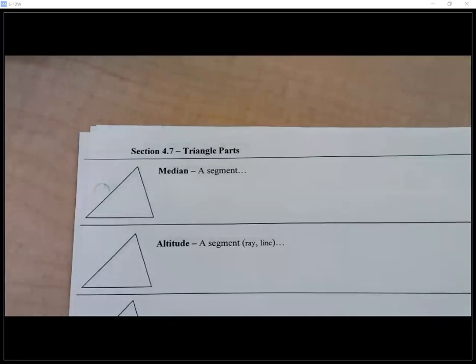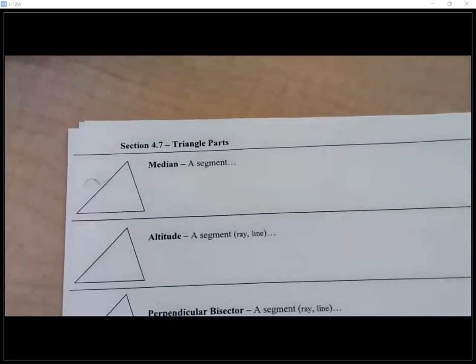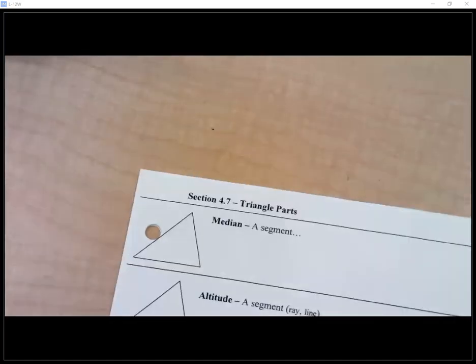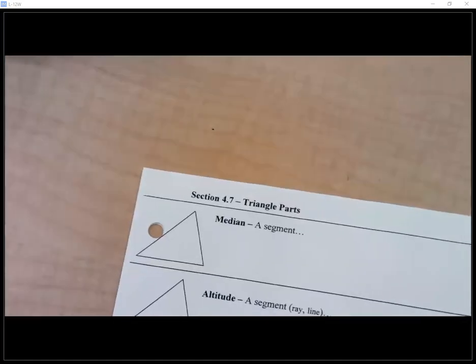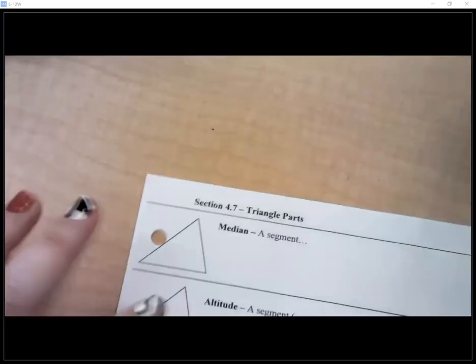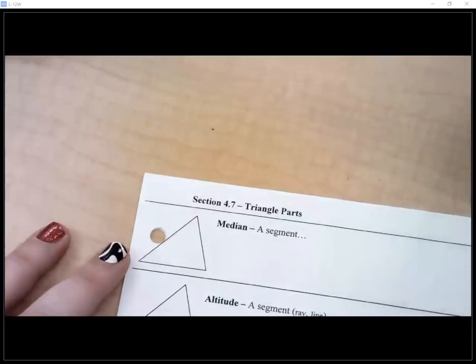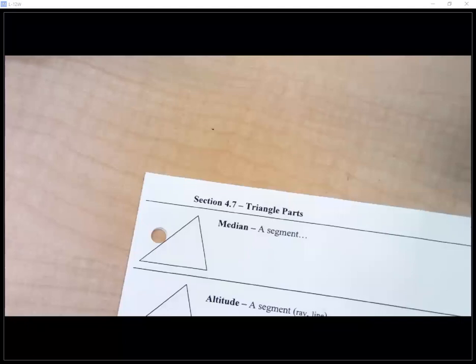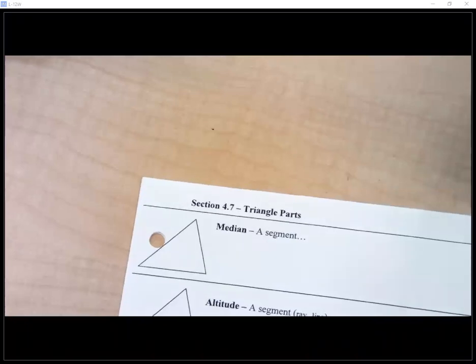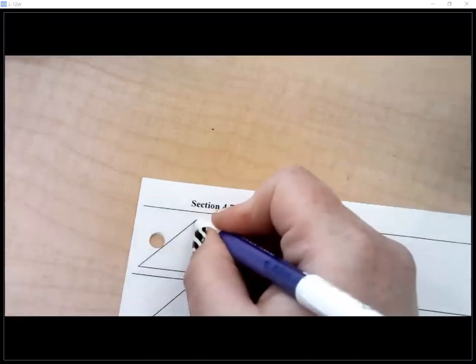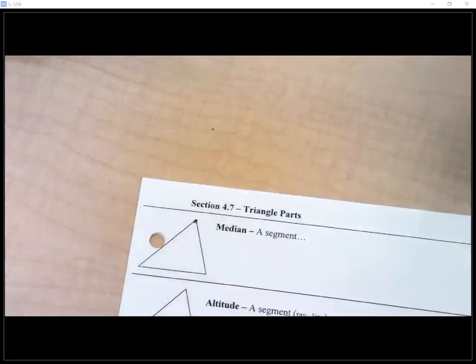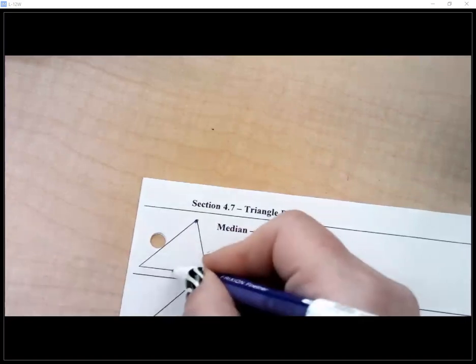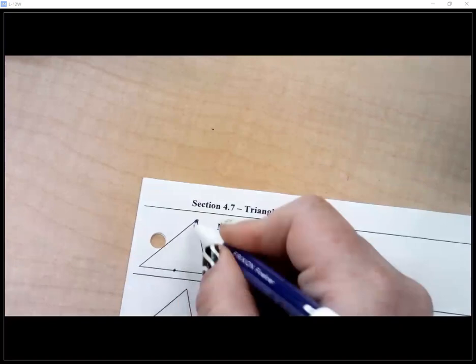All right, so the first one, let's draw it first and then we will define this. So let me get a whole bunch of different colors so I'm ready. So to draw a median, you are going to start at any vertex you like, it doesn't matter. I'll just start at the top one. And you're going to draw a line segment that goes to the midpoint of the opposite side. So I'm going to eyeball about where the midpoint is. And I'm just going to draw this line.